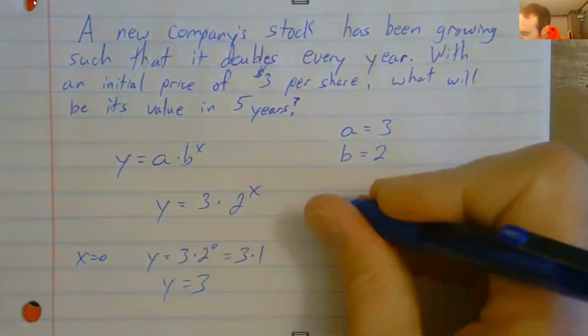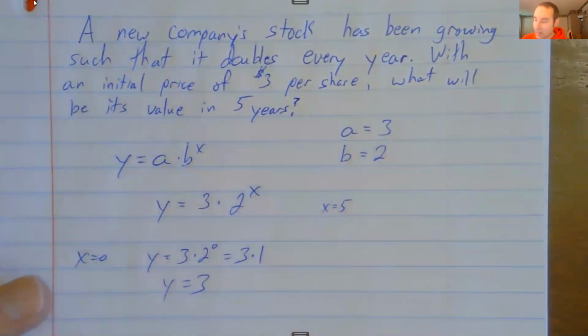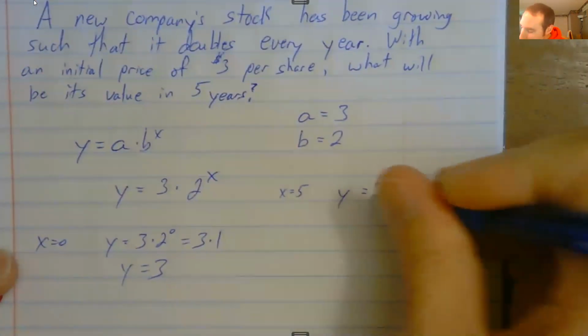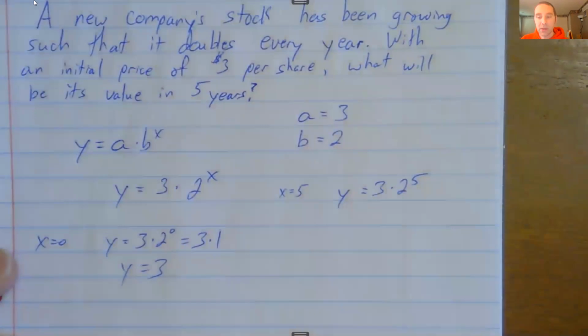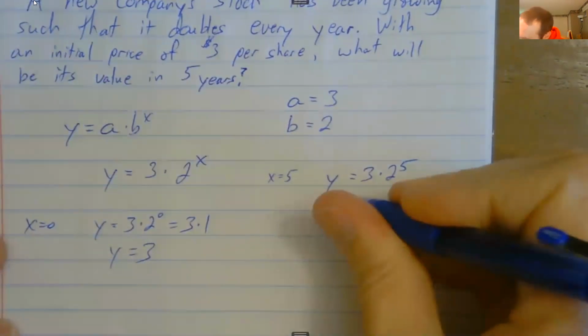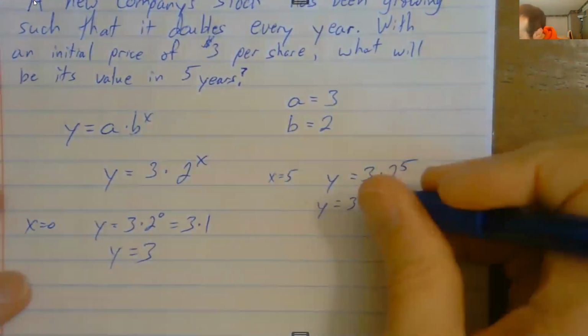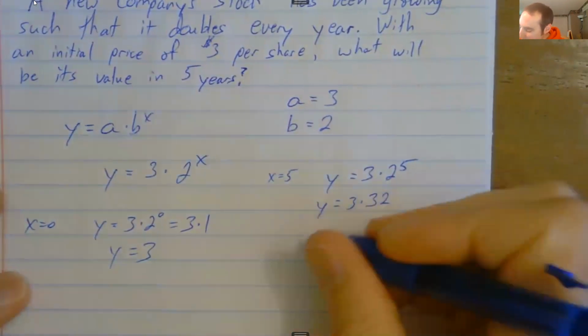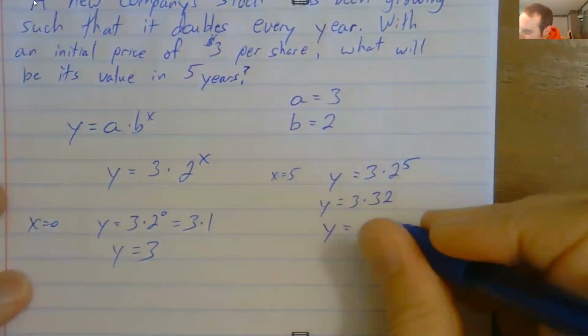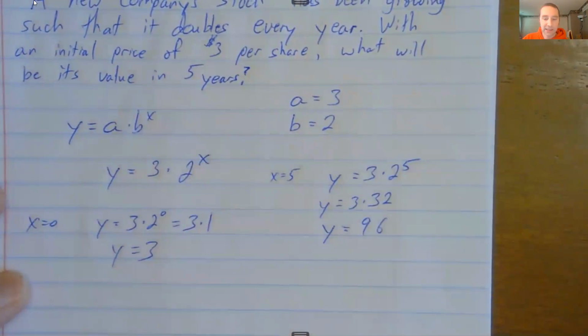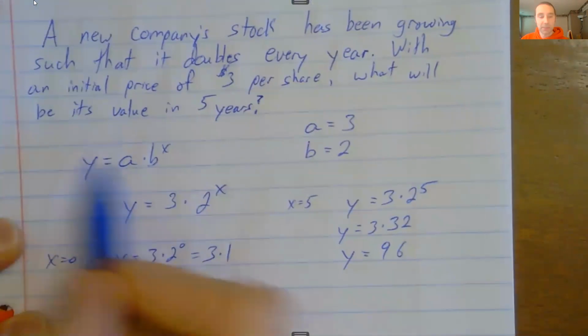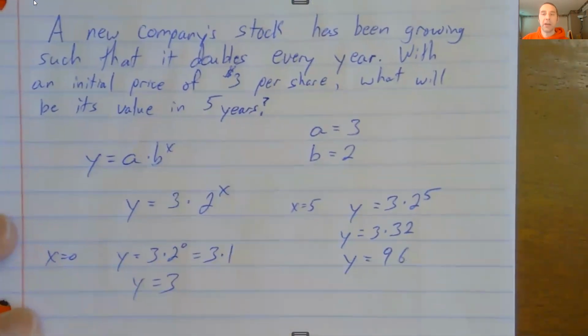And so our question is, what's the value at time t equals 5 years? So we're going to say, what happens when your x value is 5? So y is going to be 3 times 2 to the 5th. Remember, 2 to the 5th means 2 times 2 times 2 times 2 times 2, 5 times. That's 32. And now I have 3 times 32, and the value of this stock is going to be $96 per share. Okay? So that's how we're using this exponential function to figure out the price of that stock after 5 years.